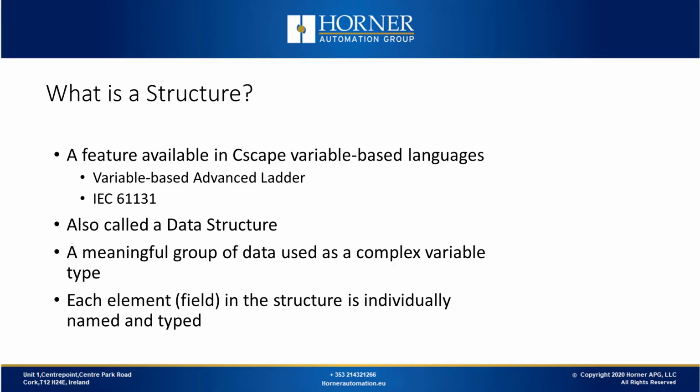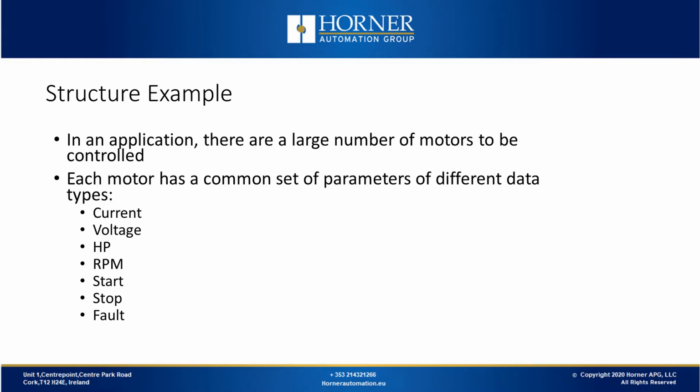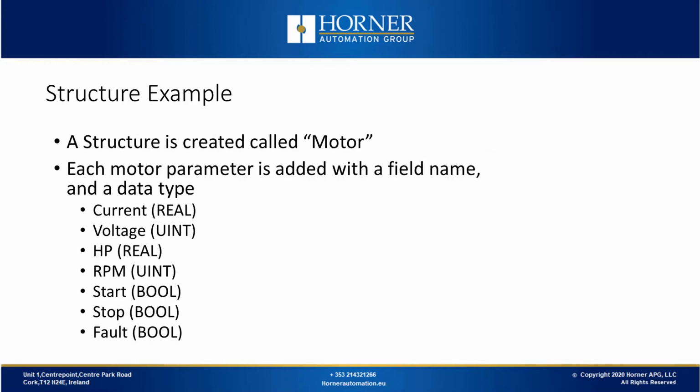Let's have a look at an example. Let's say we have an application with a large number of motors that we need to control. Each motor has a common set of parameters of different data types, such as current, voltage, horsepower, RPM, start signals, stop signals, and fault indications. We can use a structure to organize the application. So in this example, we've created a structure and named it motor. Then we added a field name and data type to each motor parameter, which are all currently showcased on screen.